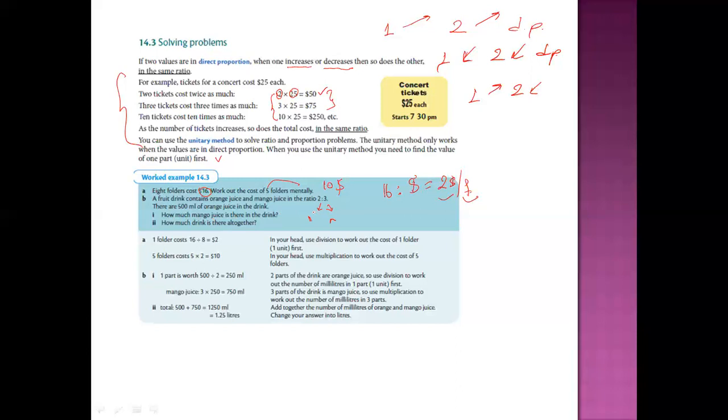How can you find it? First of all, you find the one unit: 500 divided by 2, you will get 250 milliliters for 1 unit.